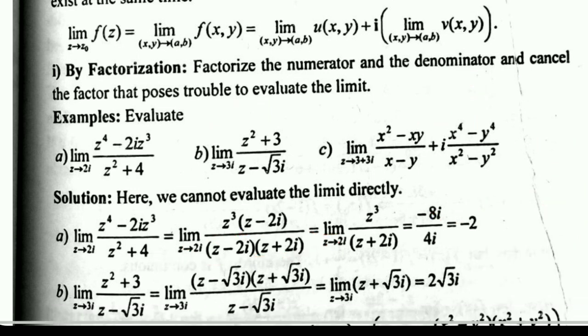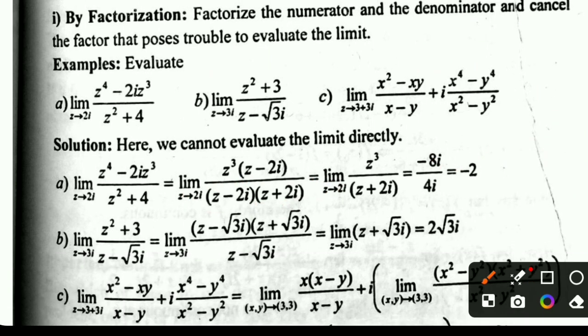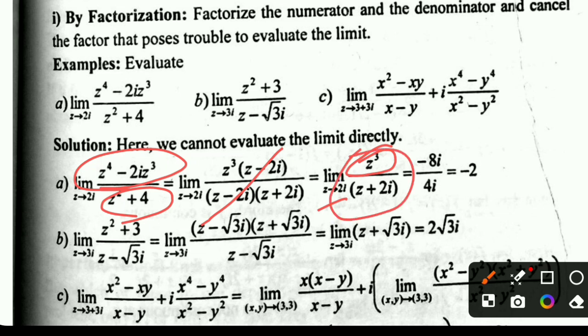If we factor z cube out of the numerator, we are left with z minus 2i. Then if we cancel this z minus 2i, we are left with z cube over z plus 2i. When we directly substitute 2i into this expression, we get minus 8i over 4i, which is equal to minus 2. That is the limit.